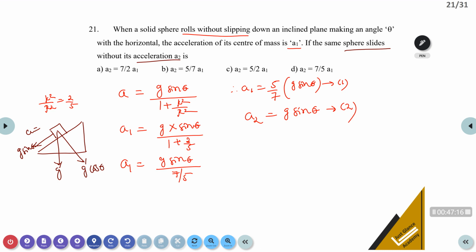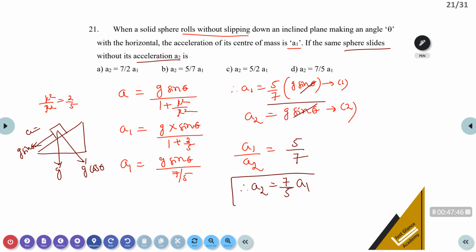Now he is asking for the relation between them, which one is right. I will divide: a1 by a2, the g sin theta cancels, and it becomes 5 by 7. Therefore a2 equals 7 by 5 of a1. Is it right? 7 by 5 a1 is the right choice.